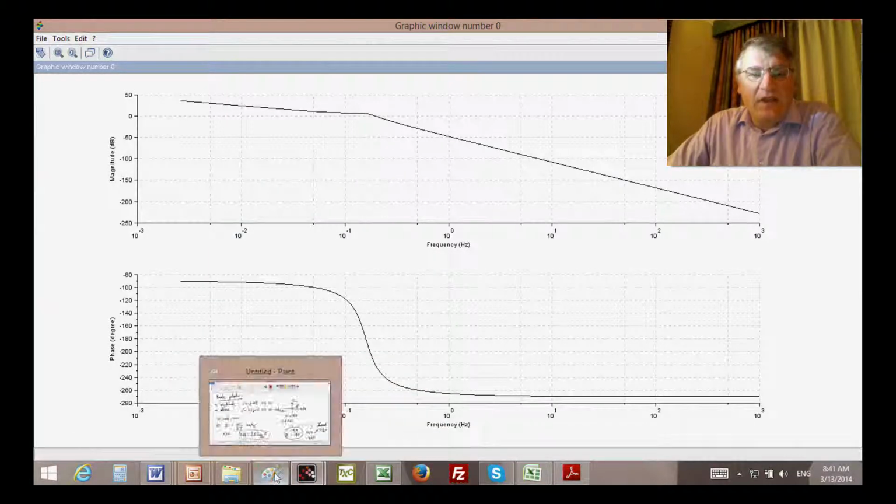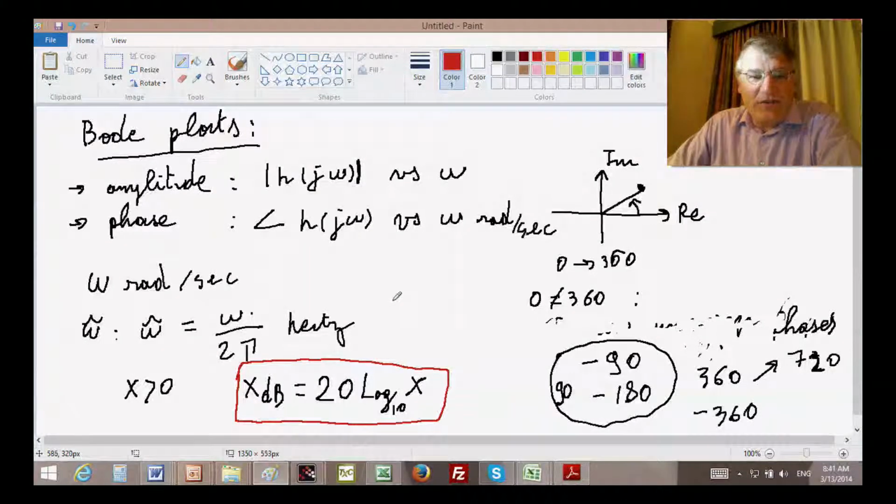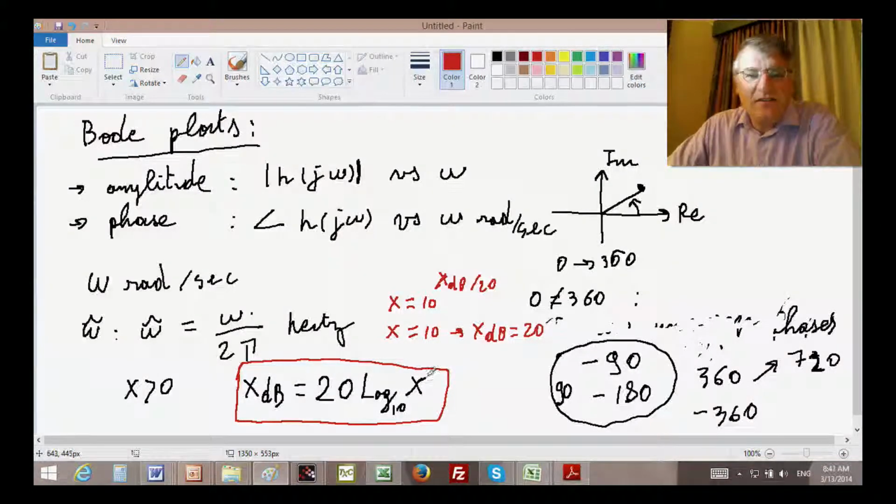Now, the reverse expression is x is equal to 10 to the power x dB divided by 20. Now, what you can see is a few things. When x is equal to 10, then x dB is equal to 20, because log 10 of 10 is 1. When x is 1, x dB is 0, because log 10 of 1 is 0.